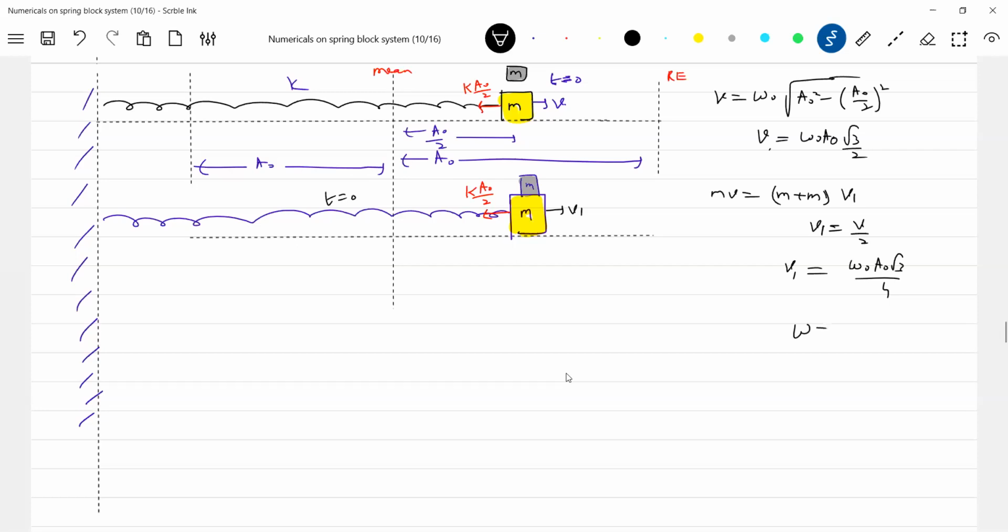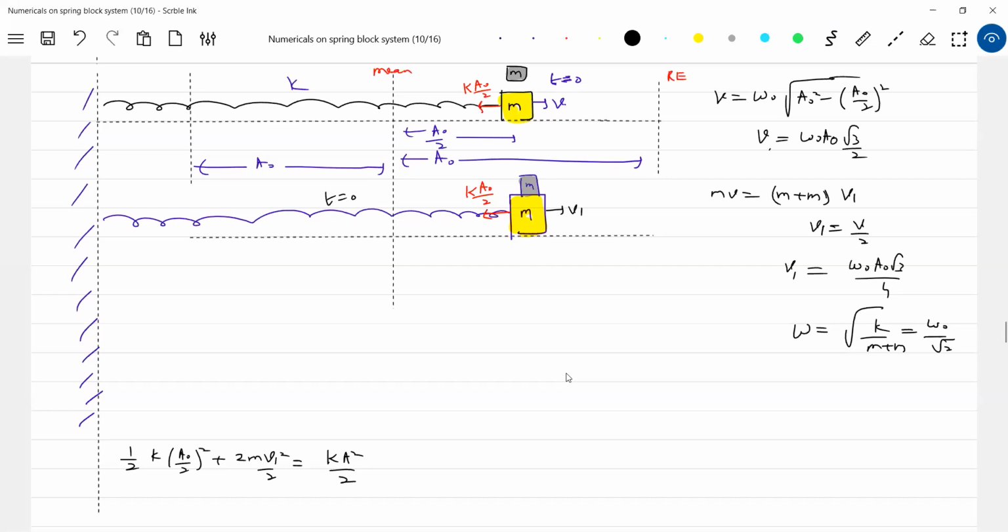The new angular frequency will be omega equal to root of k by (m plus m). There's no doubt we can find this out. How to calculate the new amplitude? In what form is energy available? The energy is available in the form of elastic potential energy of the spring, half k (A naught by 2) whole square, plus 2m v1 square by 2. Finally, it should become k A square by 2.